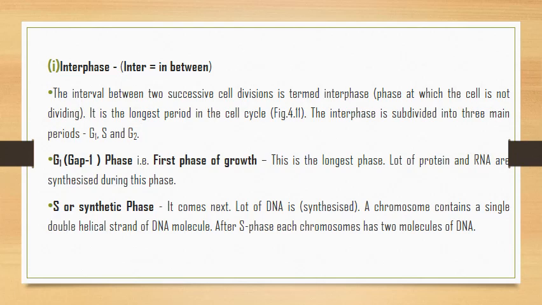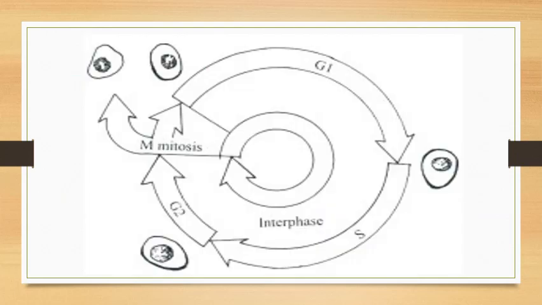S phase comes next. A lot of DNA is synthesized. A chromosome contains a single double helical strand of DNA molecule. After S phase, each chromosome has two molecules of DNA. Thus, this is the structure of G1 phase, S phase and G2 phase. And the last one is M phase, that is, mitosis.